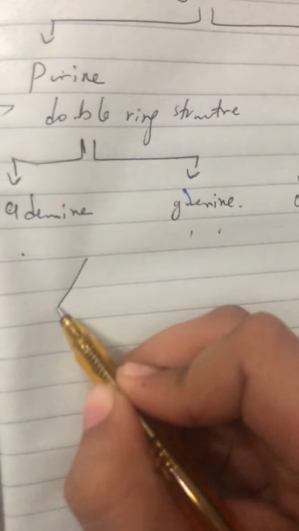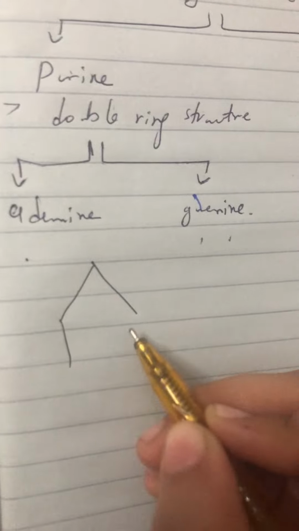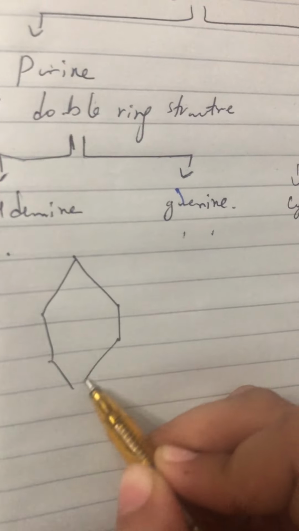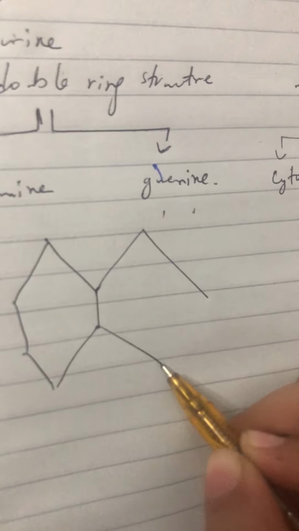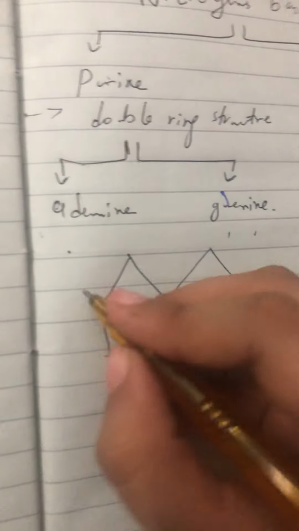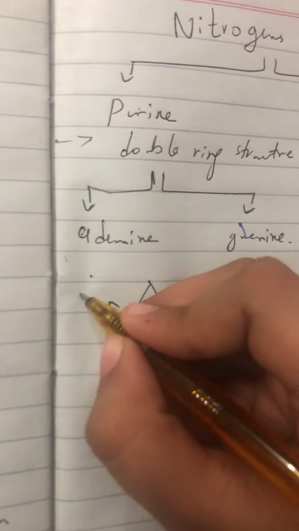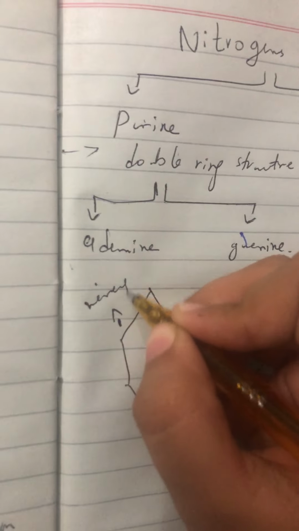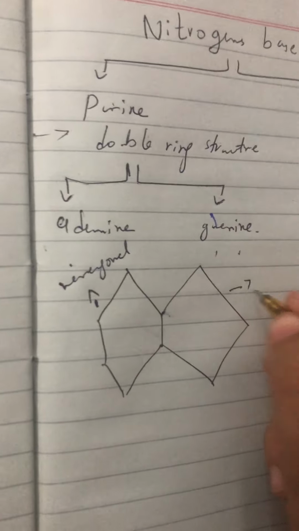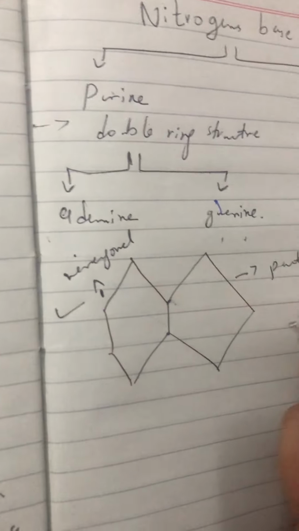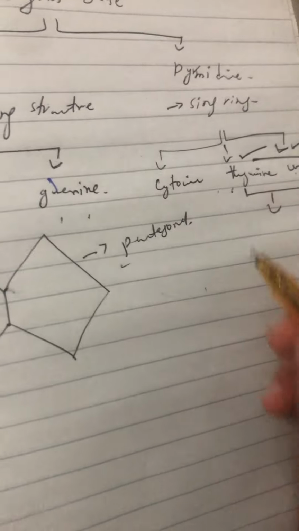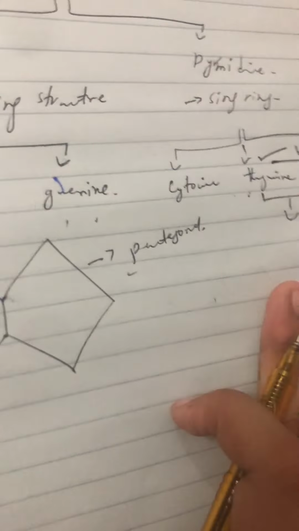Double ring, how? Like this. This will be the hexagonal, and the other ring will be the pentagonal. This will have 6 sides and this will have 5 sides. Here this will be the single ring structure.